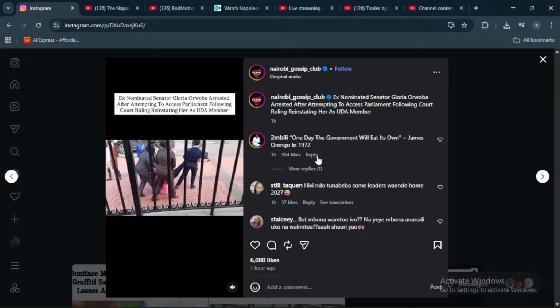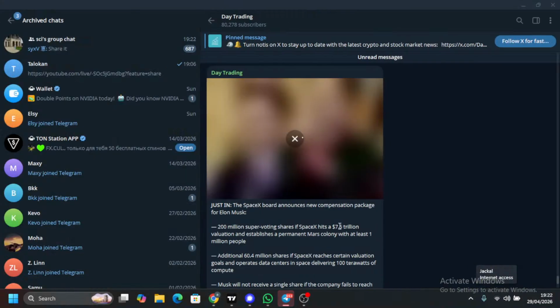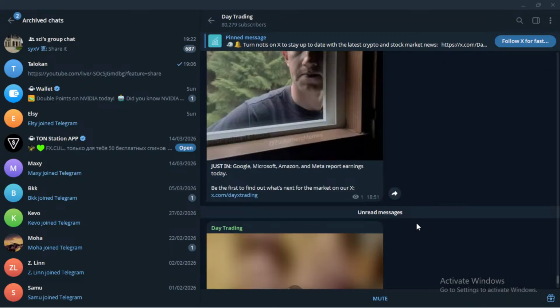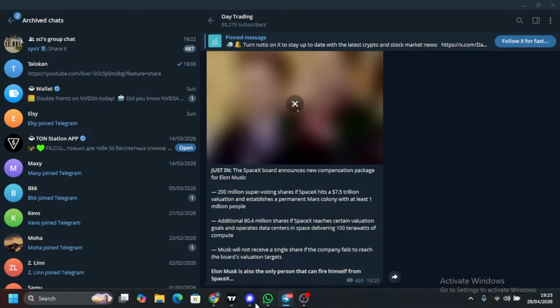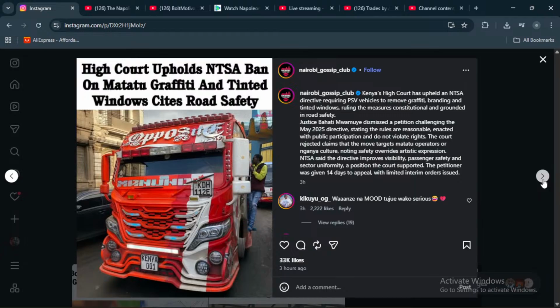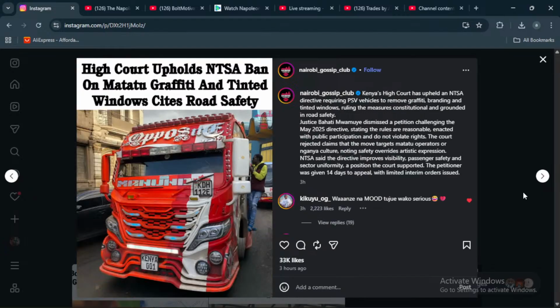Yeah, she deserves it. One day the government will eat its own. James Orengo. He's a hype. Bruv, this is so stupid. High Court upholds. Oh, this is so great. I'm sorry. This is great. I like this. I like that. That is a very good comment.